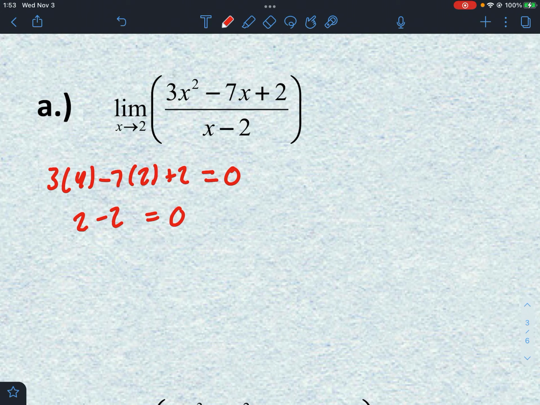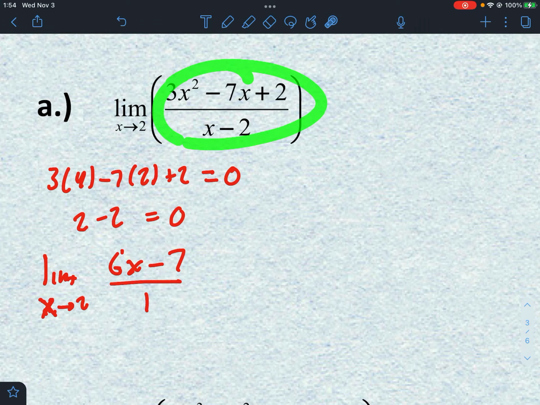You could try to factor and cancel this here, but L'Hopital's rule tells us all we got to do is take the derivative of the numerator and the denominator separately. So we're not using quotient rule here. Okay, that's not the rule. We're not trying to take the derivative of this whole thing. We're taking the derivative of the numerator and denominator separately. And then we could try again.